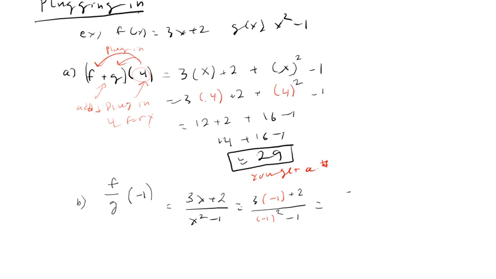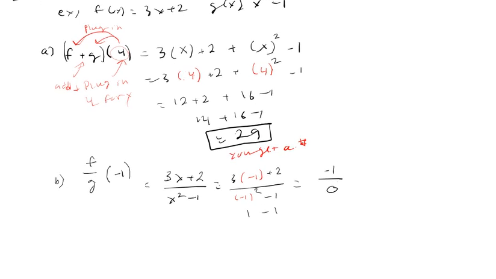Uh-oh. Oh no. What do I do? The 0 on the bottom. That was not allowed. I'm breaking the rules. What do we do here? Is that allowed? I can't divide by 0. No. We cannot. We are not allowed to divide by 0.